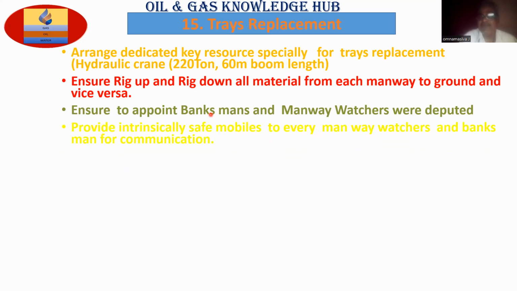Provide intrinsically safe mobiles to every manway watcher and banksman for communication. Intrinsically safe mobiles; normal radiation mobiles are not allowed because of hazardous conditions. You should provide these mobiles to banksmen and watchers for communication purposes.